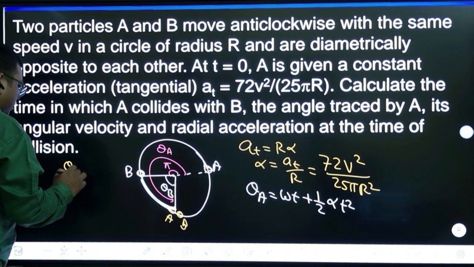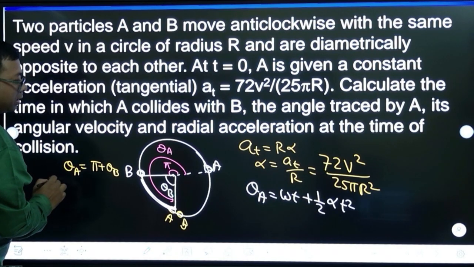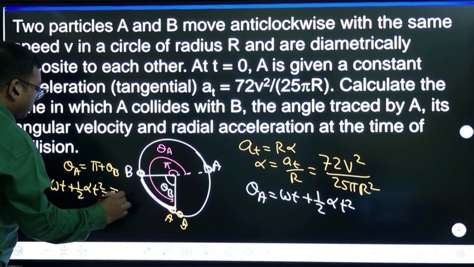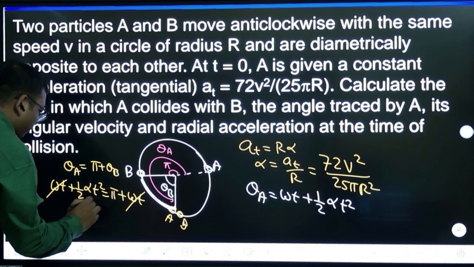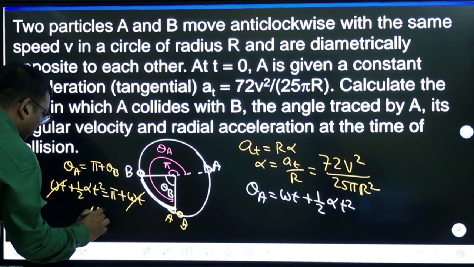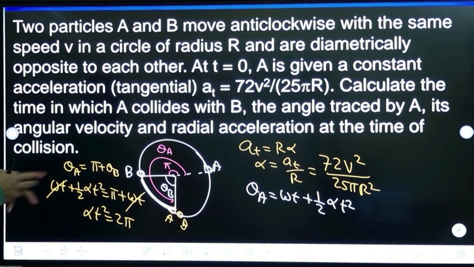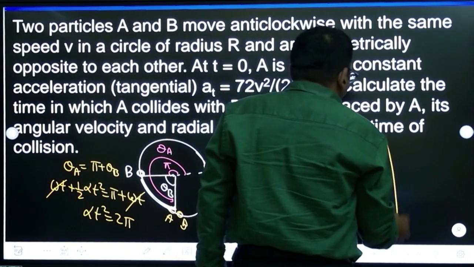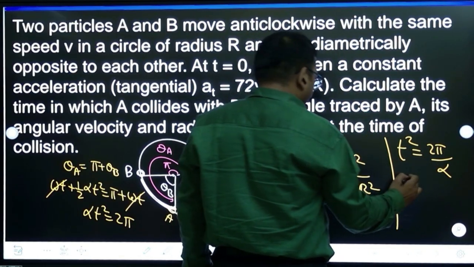So now you take theta A is equal to pi plus theta B. So theta A is omega t plus half alpha t square, is pi plus theta B, which is omega t. This will get cancelled, right? So from here now we will get half alpha t square equals pi, so alpha t square will become 2 pi, and time we can calculate, right? Because alpha we know, calculate the time in which collision happens. So from here time we can calculate. So time square becomes 2 pi by alpha. Alpha now you substitute here.